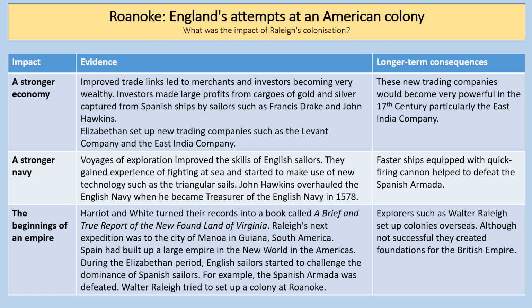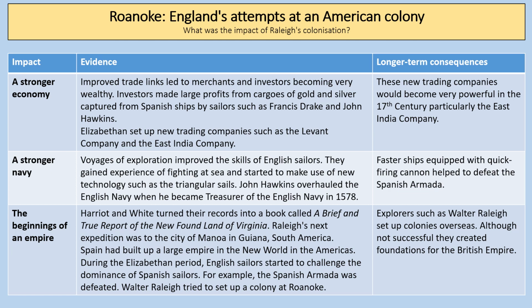The impact of Raleigh's colonisation also led to a stronger navy. A voyage of exploration improved the skills of English sailors. They gained experience of fighting at sea. They started to make use of new technologies such as triangular sails. John Hawkins overhauled the English Navy when he became Treasurer of the English Navy in 1578, and that led to faster ships equipped with quick-firing cannon, which helped to defeat the Spanish Armada.